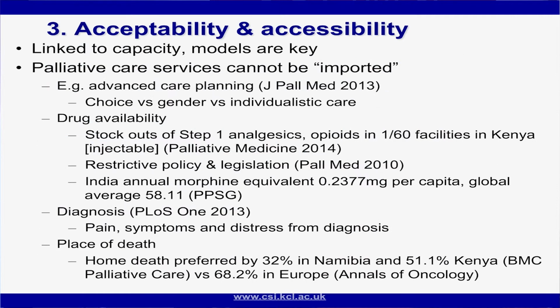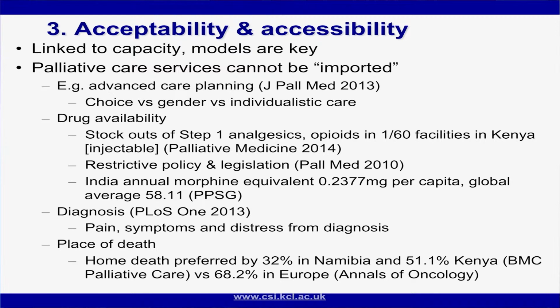Acceptability and accessibility, which is clearly linked to capacity. And again, the idea of different models of palliative care is key, because we cannot import palliative care service models from other parts of the world. We've published some data looking at the concept which we espouse here in the rich West, talking about advanced care planning.